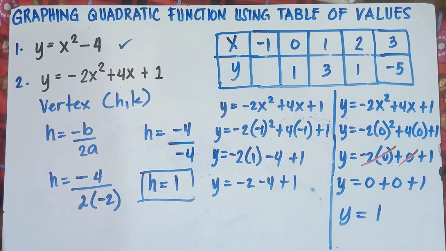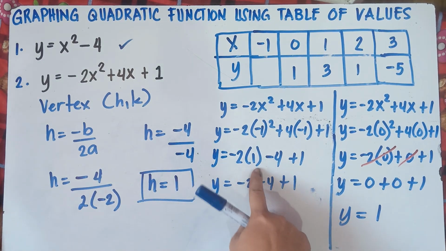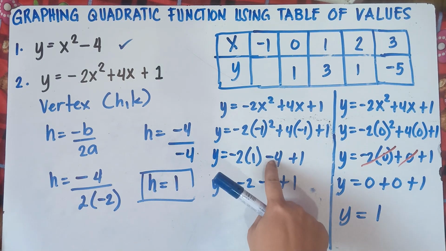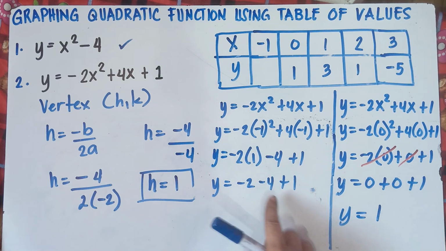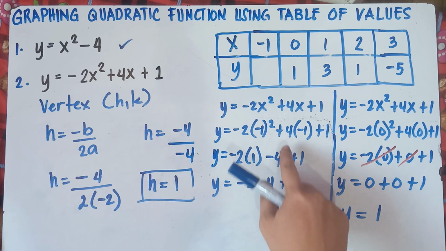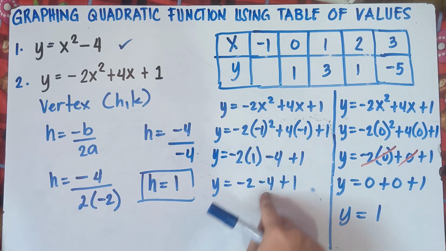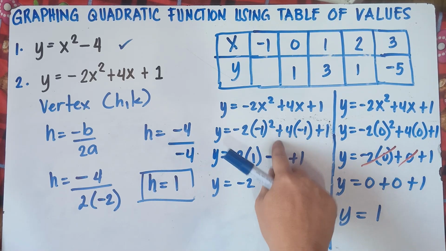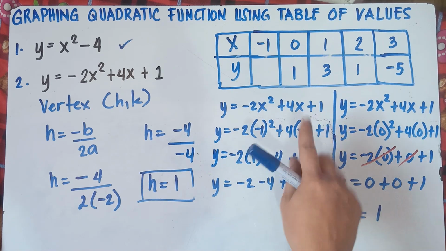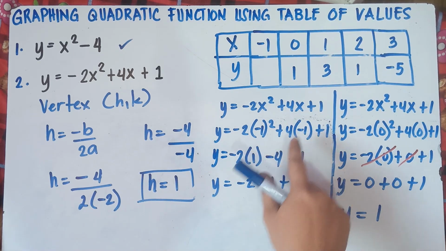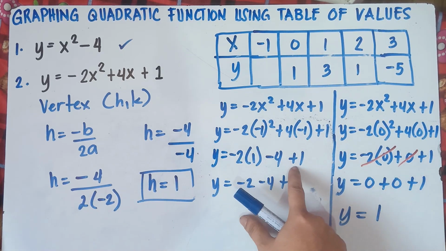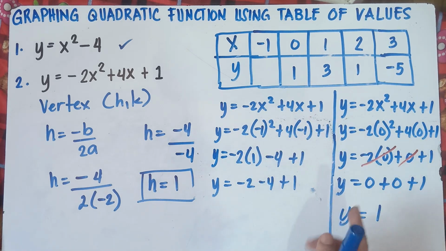So I hope you're still with me, class. Negative 2 times 1, that's negative 2. Then copy negative 4, then plus 1. You will be asking a question, sir, where did you get negative 4? Negative 4, class, you get from positive 4 times negative 1. Positive 4 times negative 1, that is negative 4. Then copy plus 1. Positive times negative is always negative, class. Unlike signs will always give a negative.